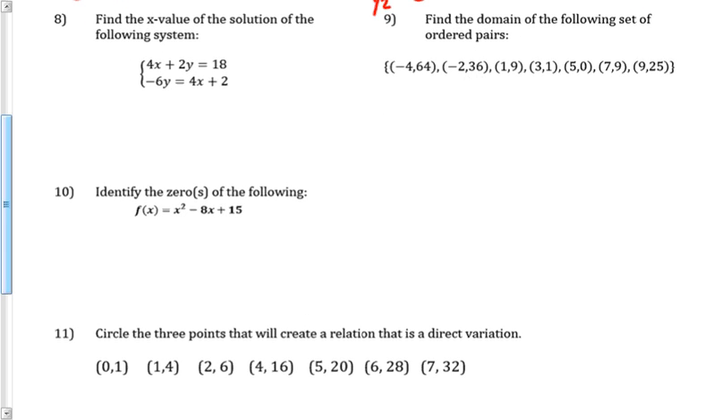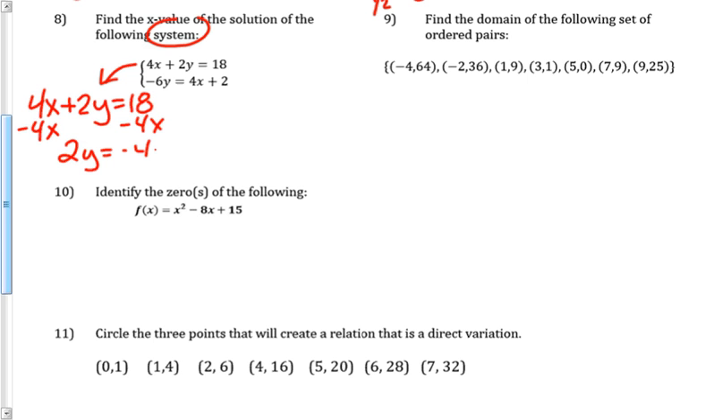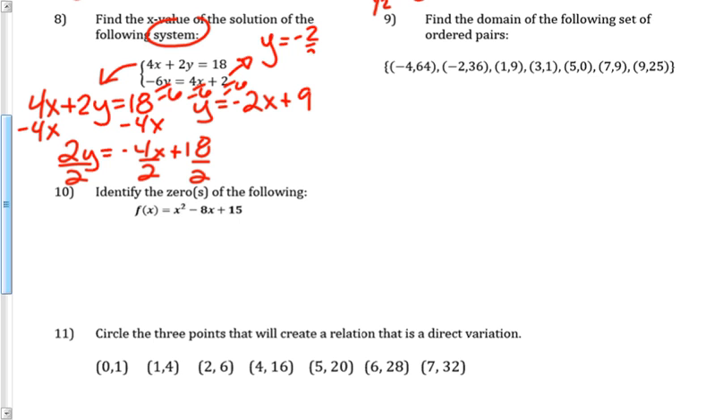Number 8, we've got a system. So what we want to do is we want to convert these to y equals. So if we convert them to y equals, we can go ahead and graph them. So I'm going to subtract 4x from both sides, divide both sides by 2, giving me a first equation of y equals negative 2x plus 9. Second equation, all we have to do is divide everything by negative 6, giving us y equals negative 2/3 x minus 1/3.